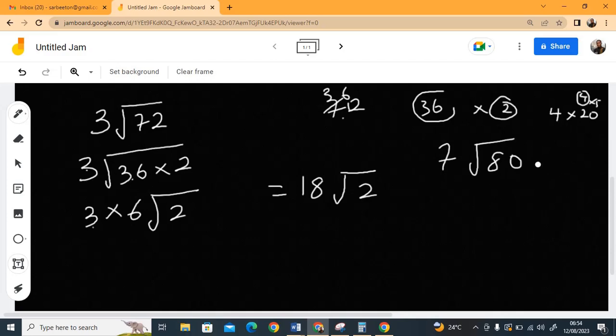If I use 10 to divide this, I'll still get 10 and 8. And 8 is not a non-perfect square, so you can still simplify this further. Let me now show you how to simplify this.